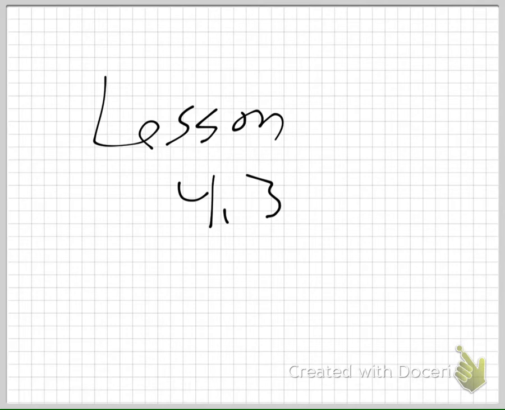All right, this is algebra, lesson 4.3. This is point-slope form. Today's portion of the lesson is not super difficult, but it is different.